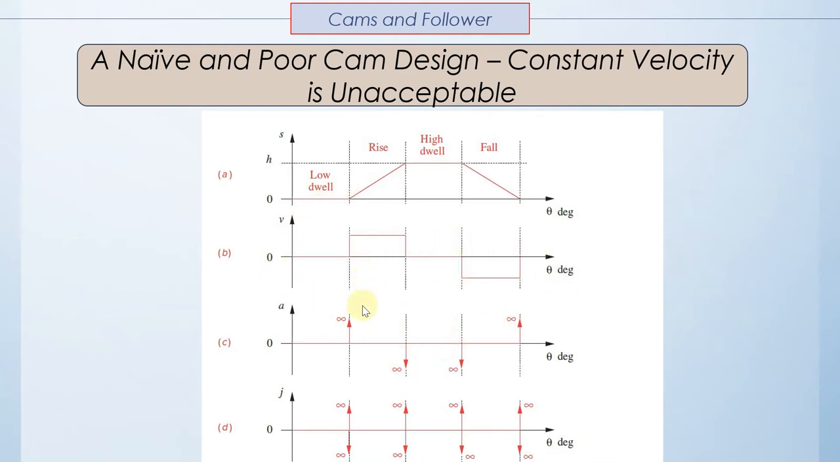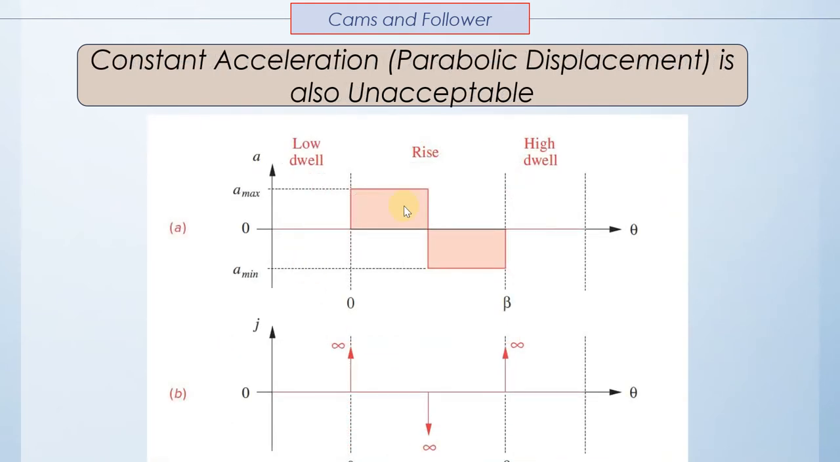Because when we have a constant velocity, what happens to our acceleration and jerk? Of course, we get infinite values. That is not a proper way, to have a value of acceleration or even jerk that is infinite. Next, we should also avoid constant acceleration. Why? Because if we have a constant acceleration and differentiate again, the value of jerk will be infinite. So in designing well, you need to ensure that the value of jerk is a finite value, not infinite.